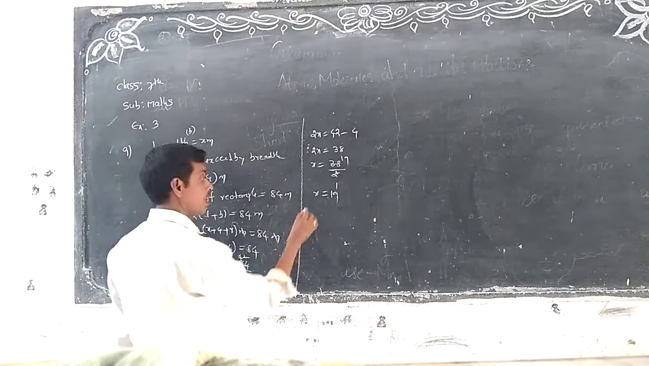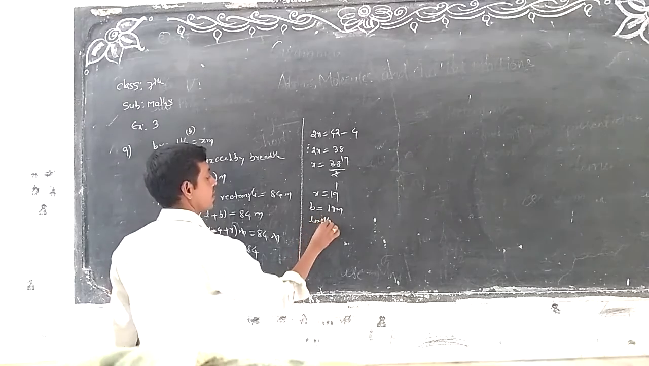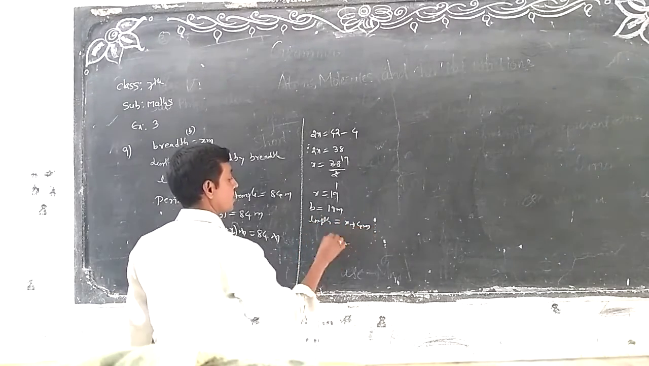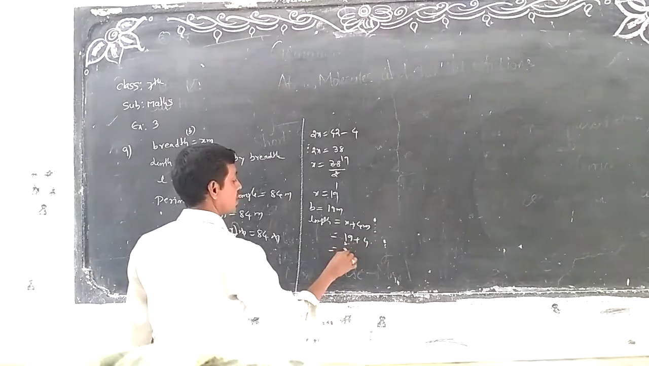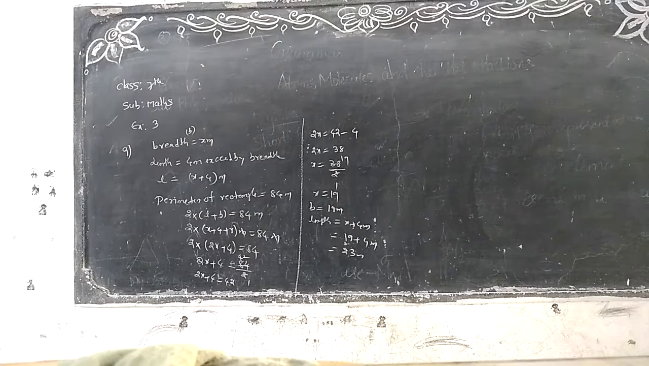X means breadth. So, breadth is equal to 19 meters. What is the length? Length is equal to x plus 4. So, 19 plus 4, how much? 23 meters. Okay? One check out. Ready? Next problem.